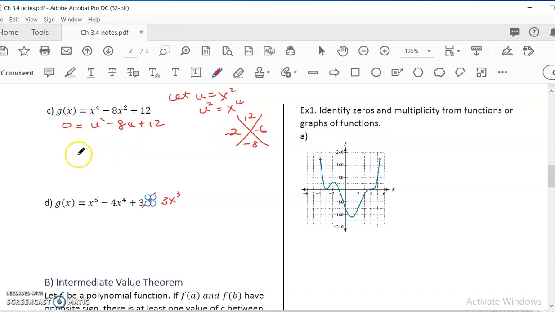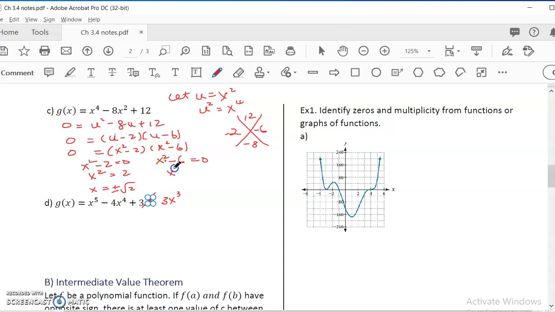So you would say 0 equal to u minus 2, u minus 6. But u is actually x squared, so you will say x squared minus 2, x squared minus 6. So this can be further factored down, so we can solve it by zero product property. X squared minus 2 equal to 0, x squared equal to 2, x is equal to plus and minus square root 2. And this is x squared minus 6 equal to 0. Likewise, we say x squared equal to 6, x is equal to plus and minus square root 6.